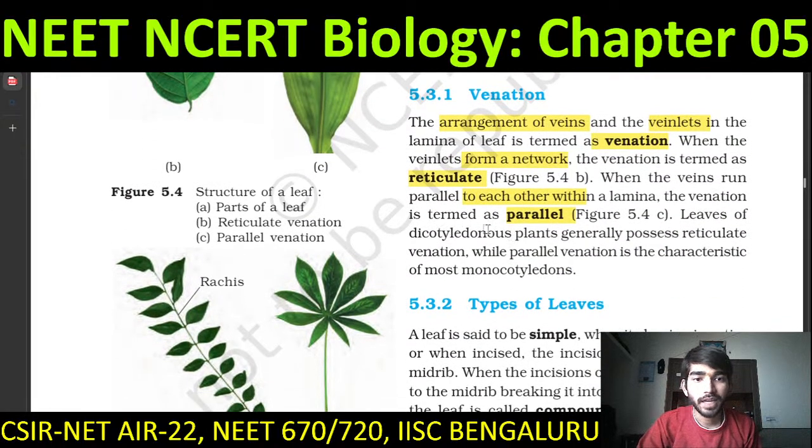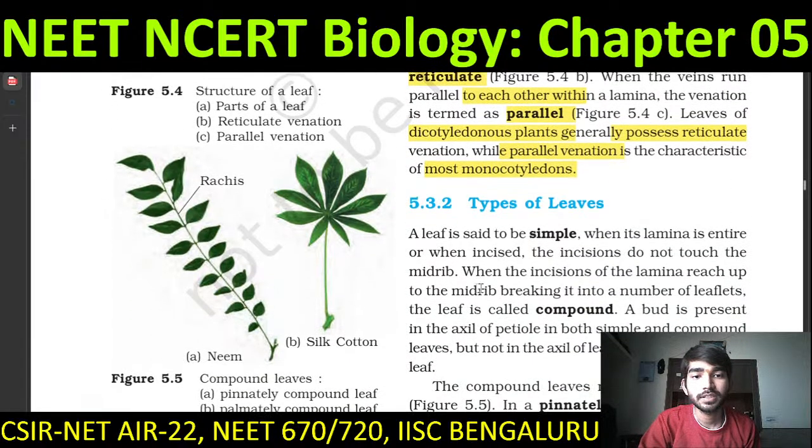Leaves of dicot plants generally possess reticulate venation. So this is again a point of difference between dicots and monocots, because here we are only focusing on flowering plants, so we'll be mostly distinguishing between dicots and monocots. Parallel venation is the characteristic of mostly monocots.